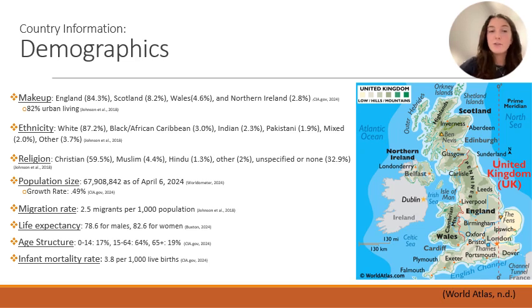The migration rate is around 2.5 per 1,000 people, and life expectancy is averaged at 80.6 years, showing slightly higher life expectancy for females compared to males. The age span across the UK shows greatest presence from 15 to 64 years of age, and the infant mortality rate is 3.8 per 1,000 live births.